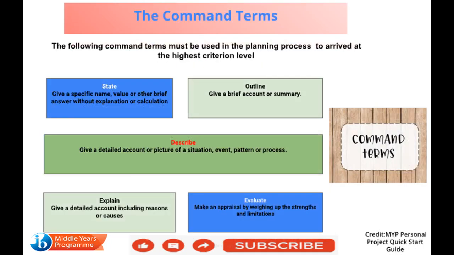The command terms. The following command terms must be used in the planning process to arrive at the highest criterion level. State: give a specific name, value, or other brief answer without explanation or calculation. Outline: give a brief account or summary. Describe: give a detailed account or picture of a situation, event, pattern, or process. Explain: give a detailed account including reasons or causes. Evaluate: make an appraisal by weighing up the strengths and limitations.